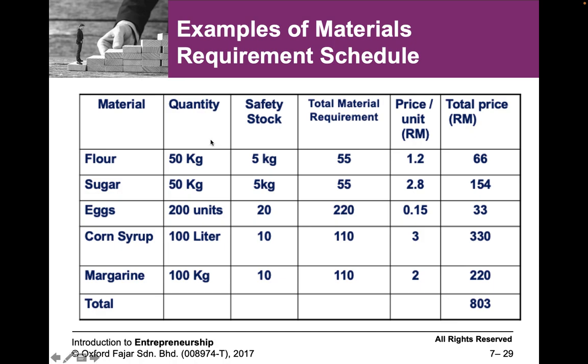Okay, so the second material is sugar, for example, also required in 50 kilos. So safety stock is 5 kilos, total material is 55 kilos. So times 2 ringgit 80 cent per unit, then you will get 154. Okay, then the total is 803 ringgit in order to produce 70 units per day, for example.